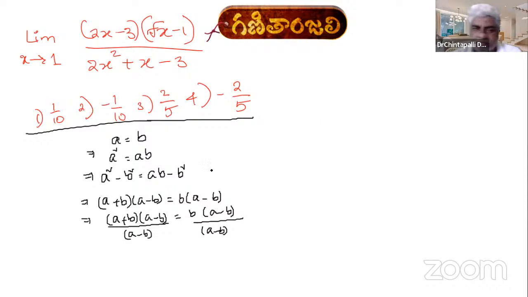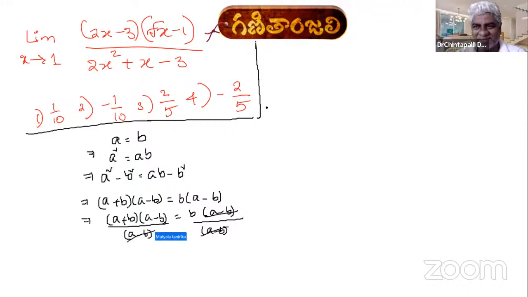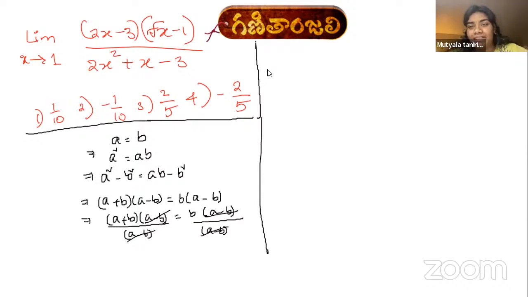What happens now? Cancel A minus B on both sides. I think we did this once, sir. I don't think it's applicable on the left side. Yeah, just do it. We are left with A plus B equals B.